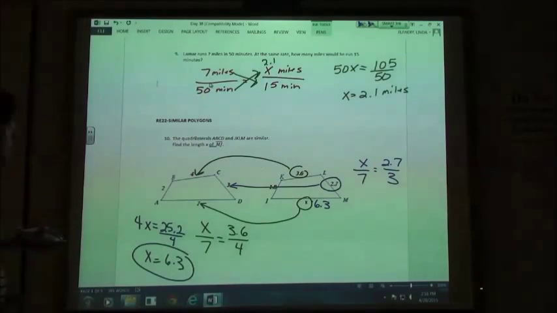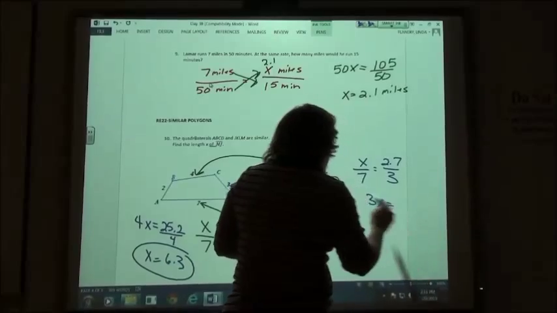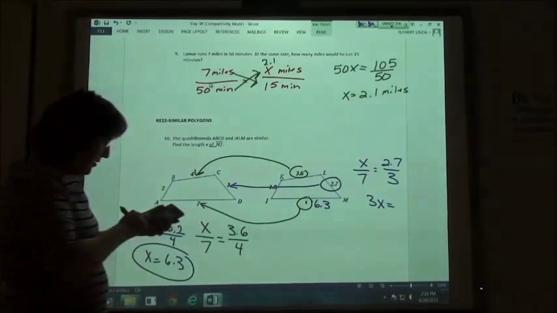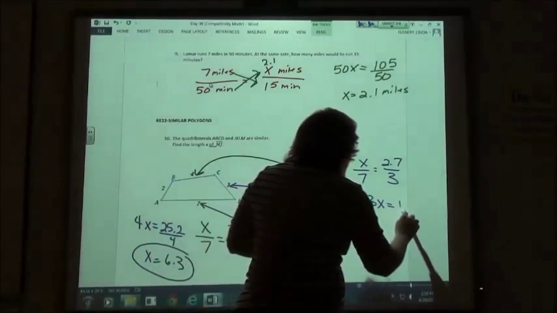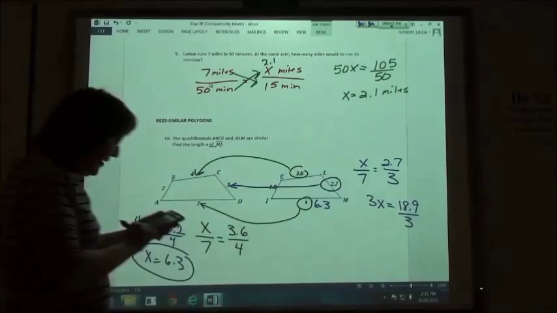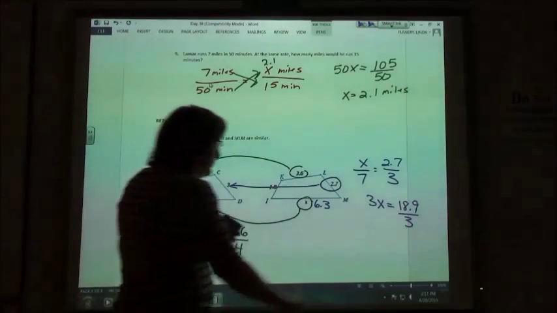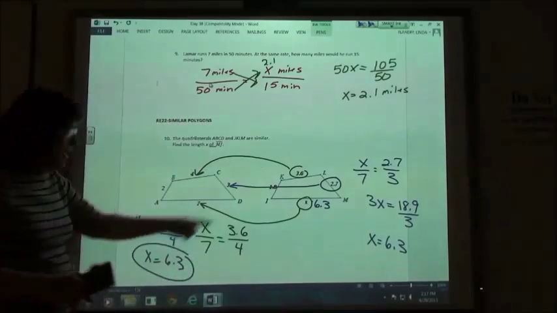If I solve that by cross multiplying, 3x is going to equal 7 times 2.7. 7 times 2.7 is 18.9. If I divide that by 3 to solve that, guess what? X is equal to 6.3. I got the same answer both ways.